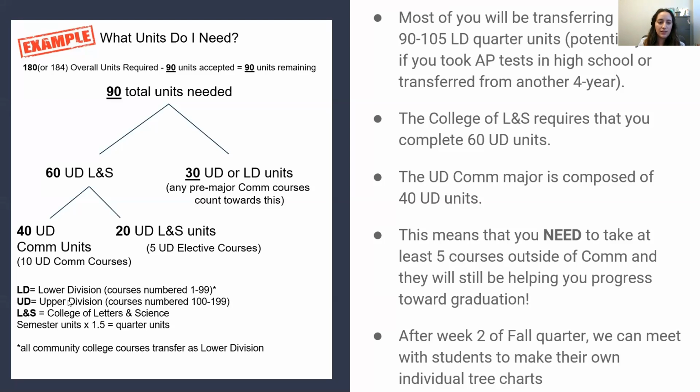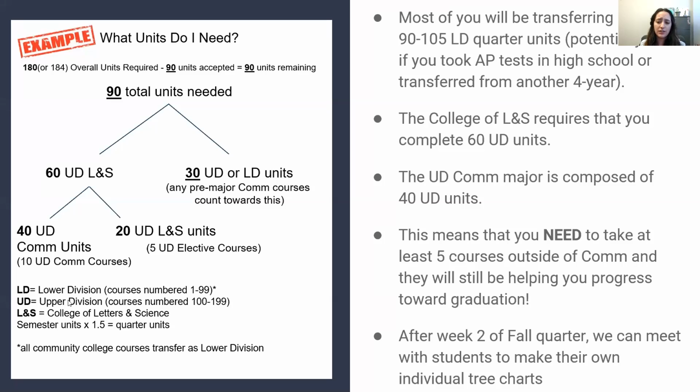Again, you'll want to note that semester units multiplied by 1.5 equals quarter units. That means if you finished 60 semester units at your previous institution, that's going to be the equivalent of 90 quarter units. This is just an example, as noted by this wonderful red text on the side, that an average transfer student might be coming in with 60 semester units or 90 quarter units, which means that to reach their total of 180, they have 90 units remaining. So you'll see this number here at the top.